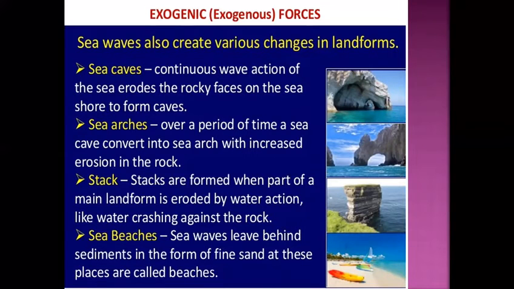Over a period of time, a sea cave converts into a sea arch with increased erosion. Following it, stacks are formed when part of a main landform is eroded by water action. Lastly, sea beaches are formed. Sea waves leave behind sediments in the form of fine sand at these places, which are called beaches.